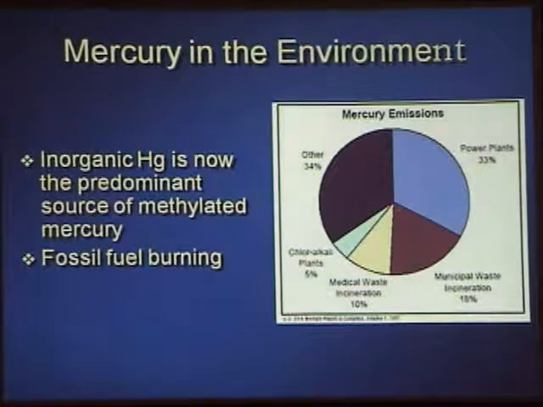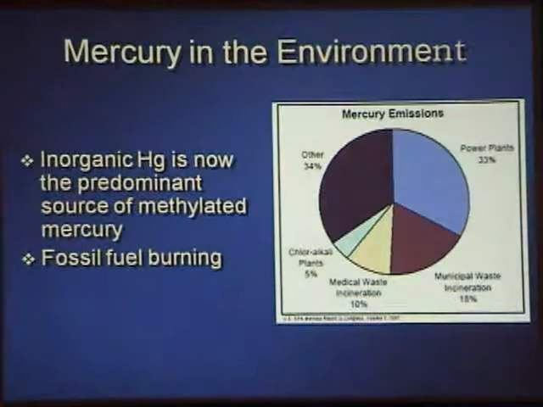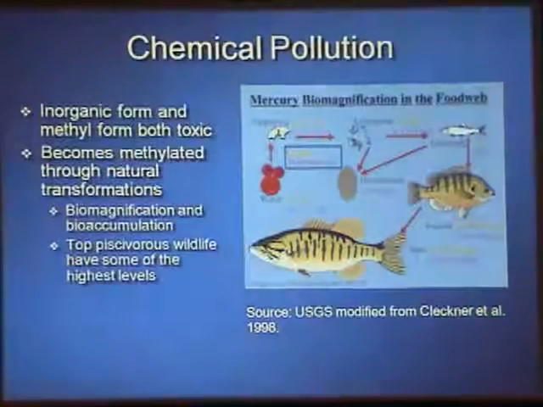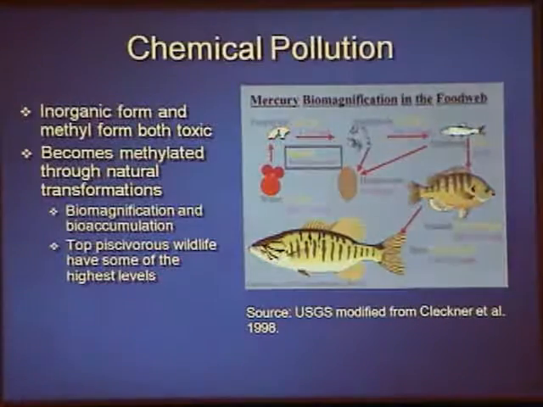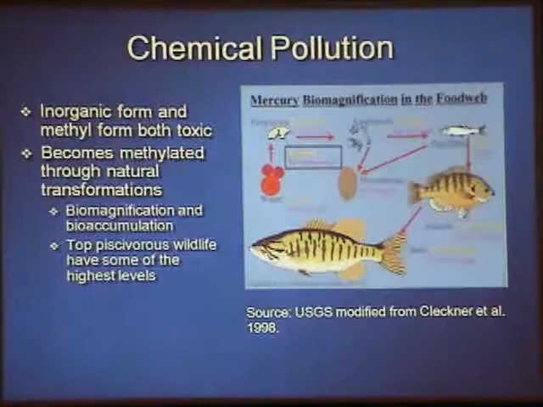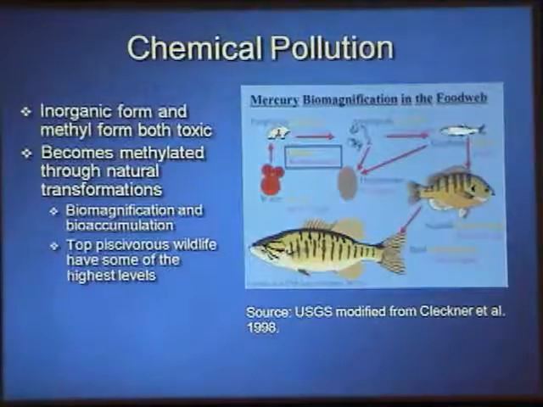The inorganic mercury is now considered the predominant source of mercury for methylation. And recent studies have indicated that approximately 30% of mercury emissions come from coal-fired power plants. And the mercury that's available, inorganic mercury, both inorganic and organic mercury are toxic. The inorganic mercury can become methylated.